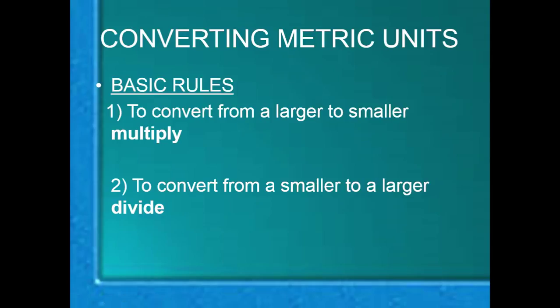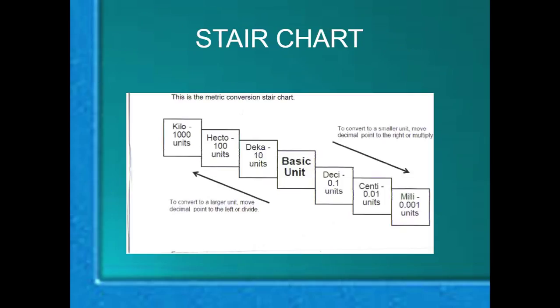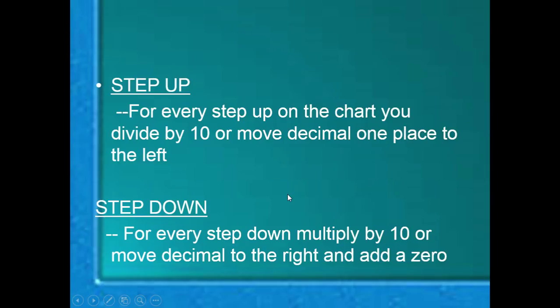Sometimes we have to convert from one unit to the other. So the basic rule is: when converting from large to small, you multiply; when converting from small to large, you divide. So let's take a look at this. When we look at our base units, gram, liter, or meter, we start here, and if we want to convert, we just move from one unit to the next. So let's practice with one, okay?